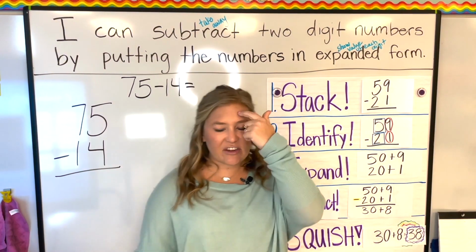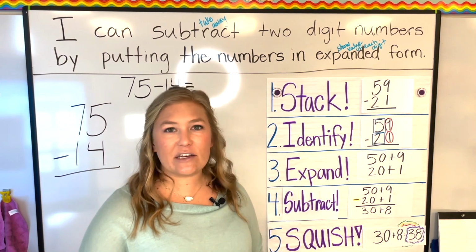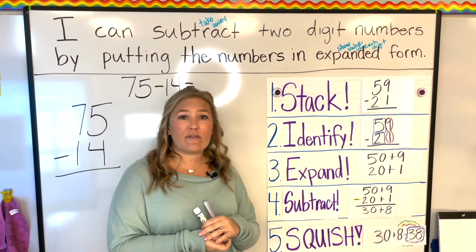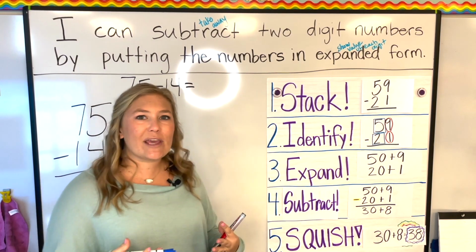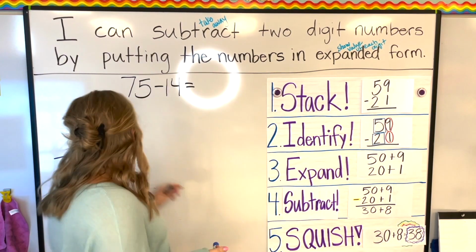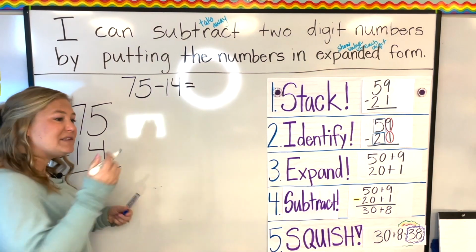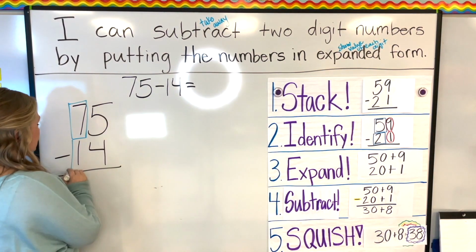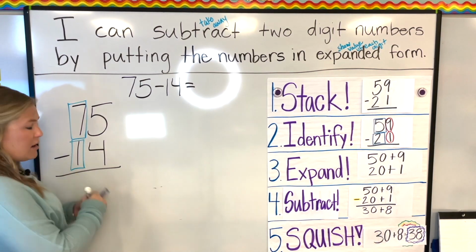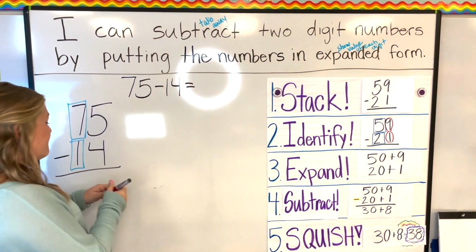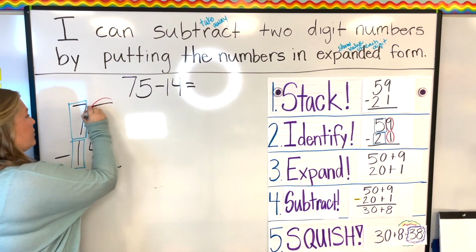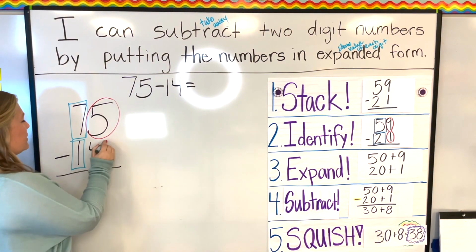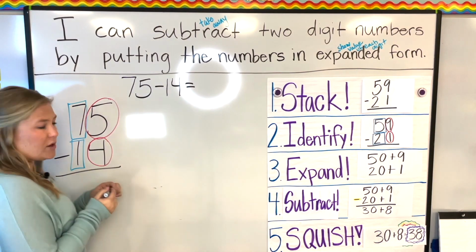You might just identify in your head. You might identify by drawing a box or a circle with your pencil. I'm going to identify using my different colors to really help me when it comes to that next step. I see that I have a 7 in my tens place in the number 75 and a 1 in my tens place in the number 14. I also have a number 5 in the ones place in the number 75, so I'm going to put a red circle around it. And a 4 in the ones place in the number 14.